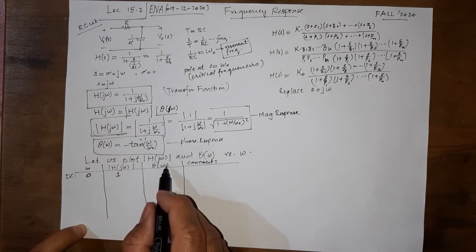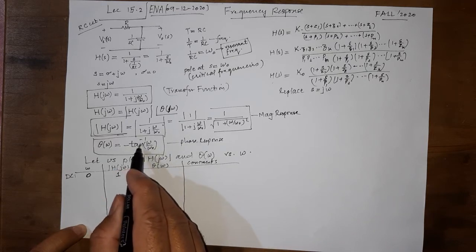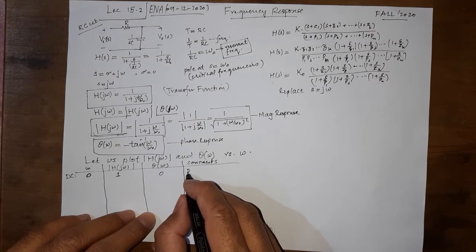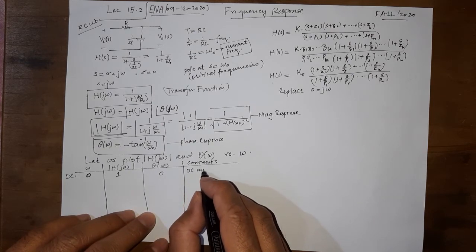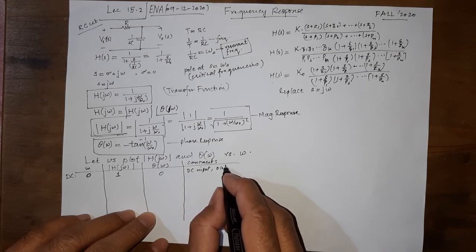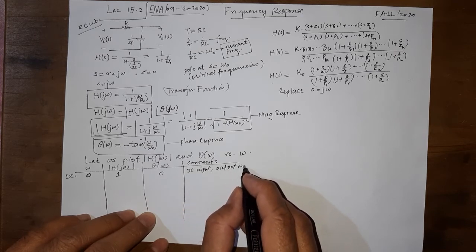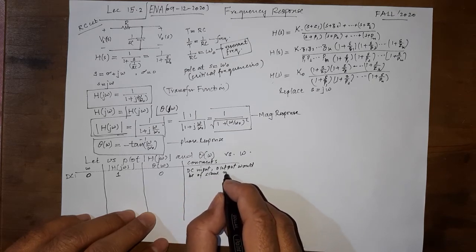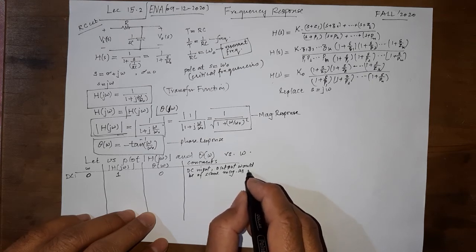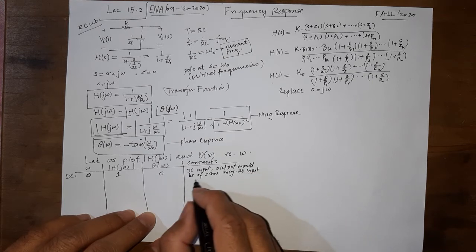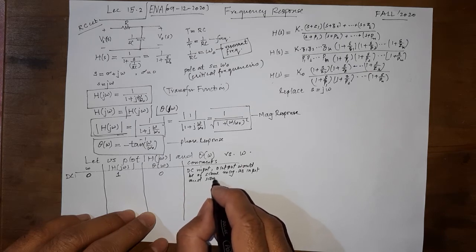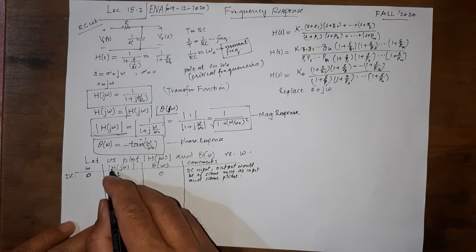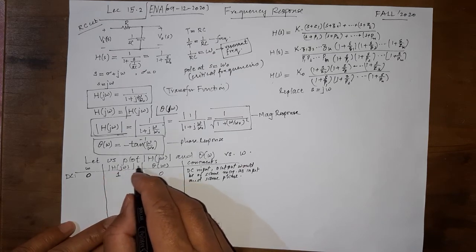And what would be theta of omega? Omega is 0, minus tan inverse of 0 is 0. No phase change. So this means that for DC input, the output would be of the same magnitude as the input and the same phase. No phase difference, same magnitude, because H of s is the ratio of output over input.